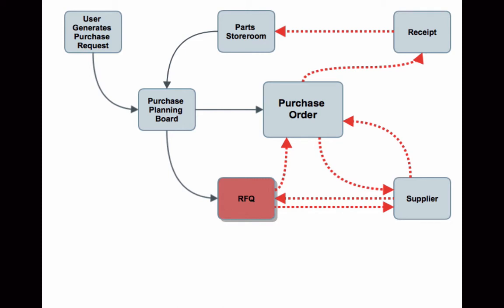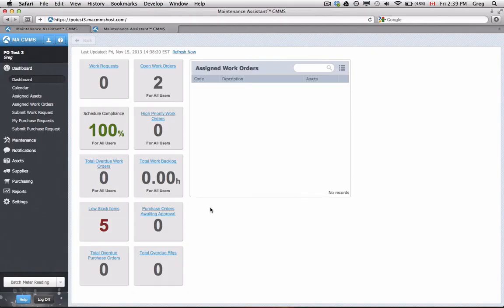Remember, when an RFQ is generated automatically because the minimum stock level is breached, the CMMS also automatically creates a purchase request for that part.